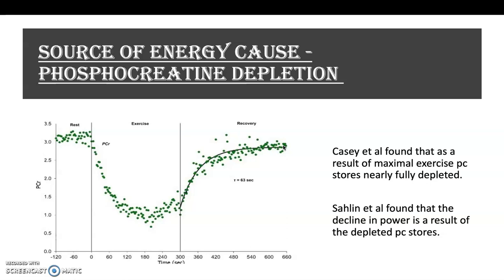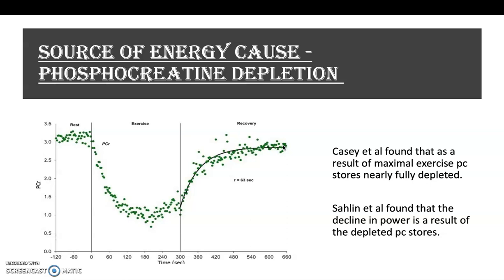Post-exercise, during the recovery phase, we can observe that the levels of phosphocreatine start to increase quite quickly, up to around 2.7. They have not been fully replenished, which is important to note, but providing adequate recovery time will allow the levels to be fully replenished so the muscles can perform at their maximum again, as long as the athlete is given sufficient recovery time.